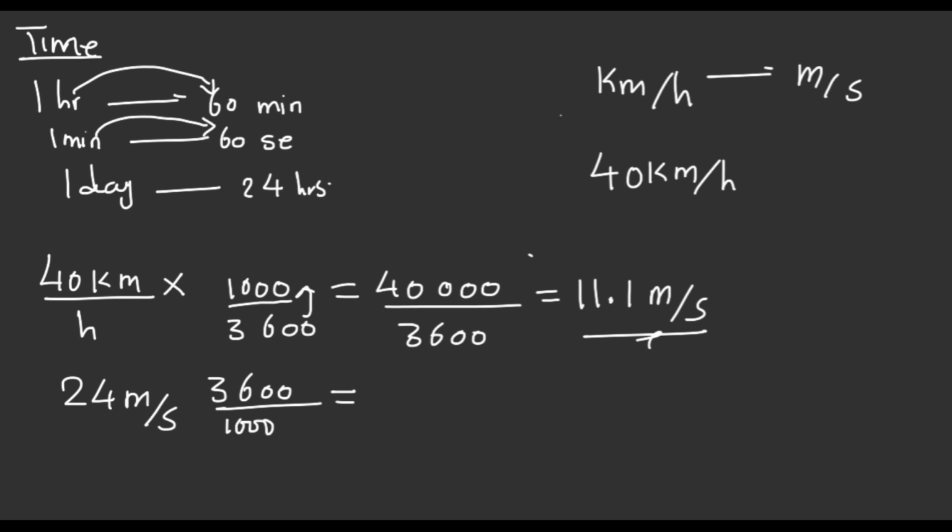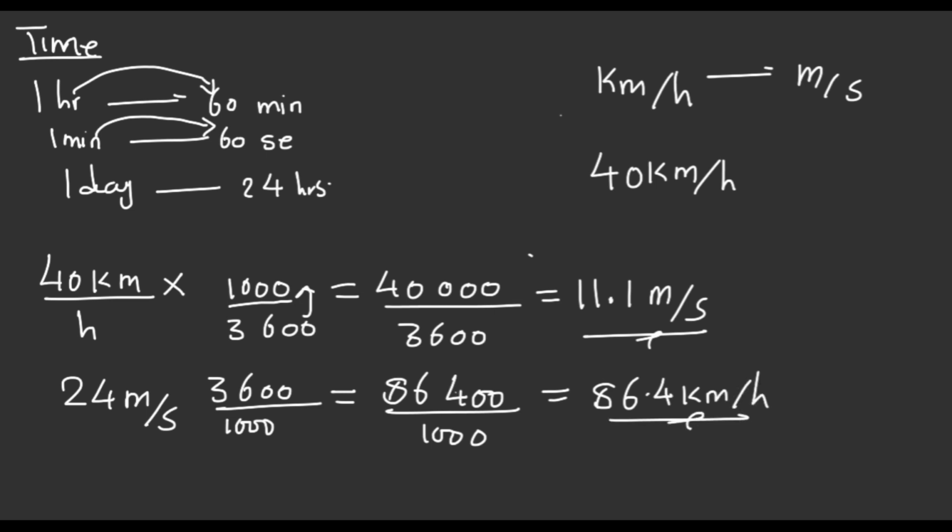meters to kilometers. So say 24 multiplied by 3,600, I'm getting 86,400 over 1,000. Then from my calculations, I'm getting 86.4. So this is in kilometers per hour.